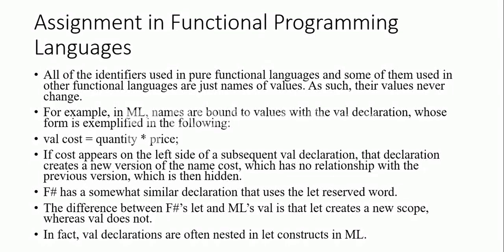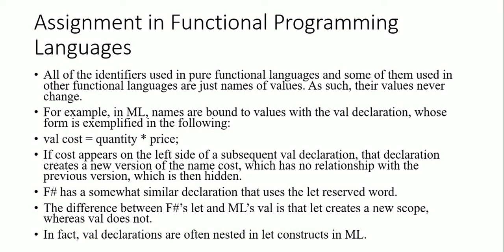Okay. In fact, val declarations are often nested in let constructs in ML. So in the case of let, F# actually uses let, and this let will create a new scope for this variable, but val does not create a new scope, and val declarations are often nested in let constructs in ML. Okay.